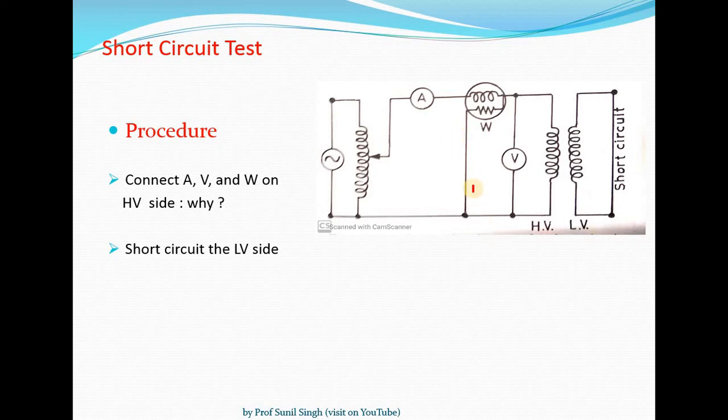Suppose the transformer is 11,000 volt divided by 400 volt, 25 kVA. So 25 kVA divided by 11,000 will give the value of full load current at this side. So we'll calculate the full load current on the high voltage side, and we'll adjust this value.